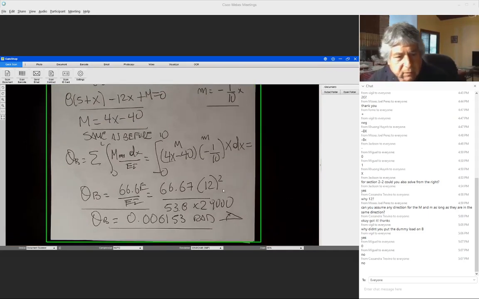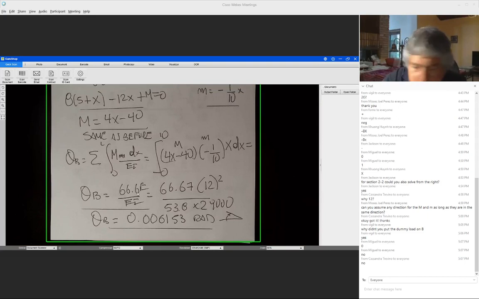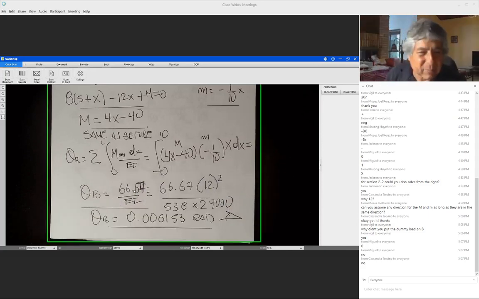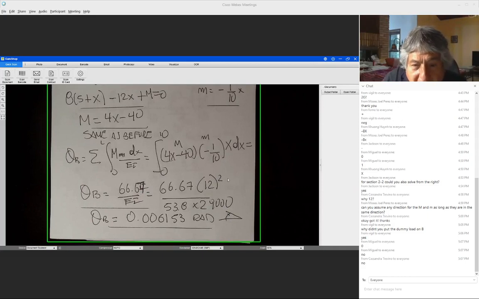Theta B, 66.67. Whenever it's a rotation, we multiply times 12 squared. A slope, or also called rotation, 12 squared. This was given inches to the 4, 29,000 KSI. This came in radians. It's very, very small.